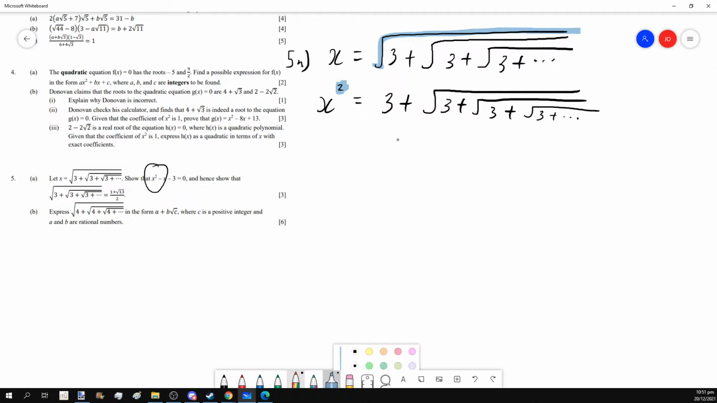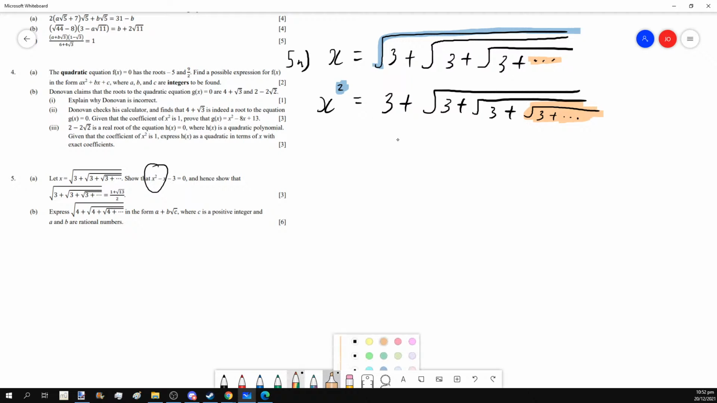Notice over here that I have actually added one extra root 3 plus. And this is allowed because the square roots go on forever. It's infinite. It goes on to eternity. So as long as the square roots go all the way until infinity, I can just write one extra one in and it wouldn't make a difference. All it does is change the appearance.